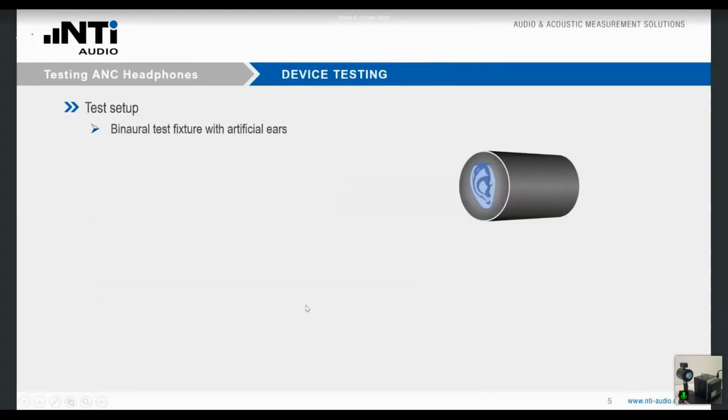Anyway, when we talk about testing, we need the same equipment, and that is here we need a binaural test fixture, typically with artificial ears. We need a calibrated external sound source. Calibrated means either you have a loudspeaker with a perfectly flat frequency response, or you have a loudspeaker with a very well-known frequency response that you can consider when you calculate the results of your measurement.